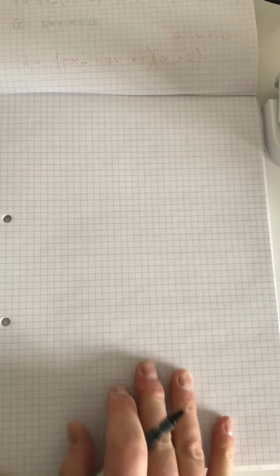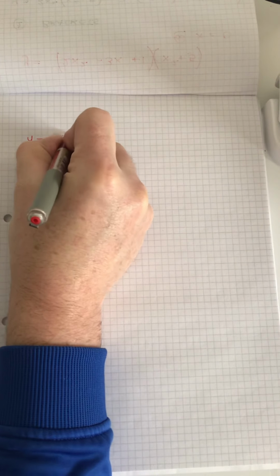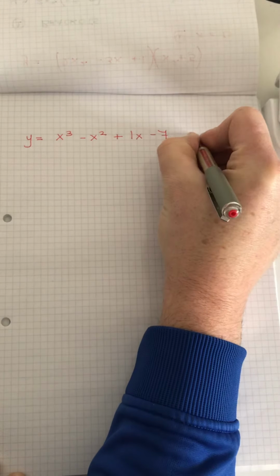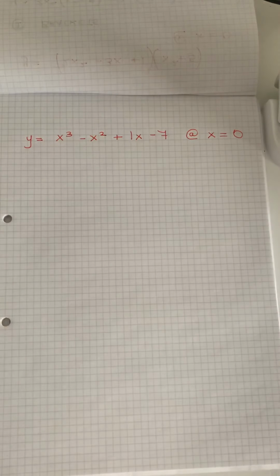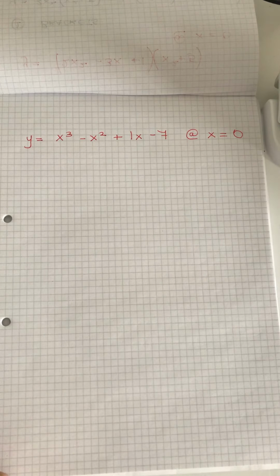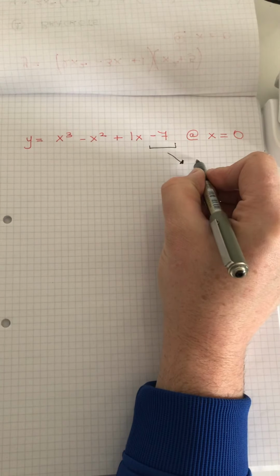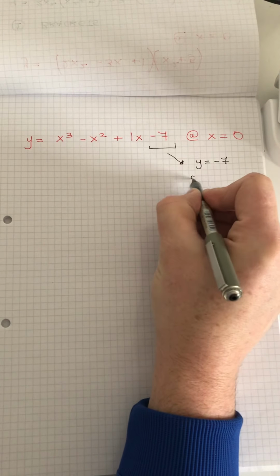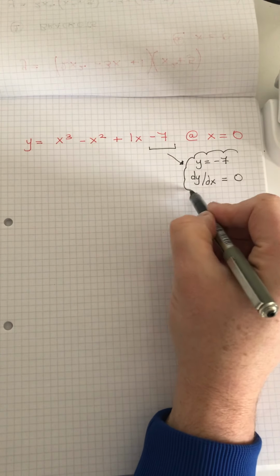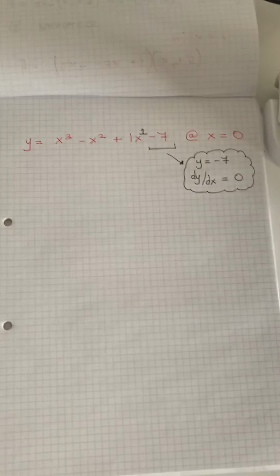Okay, and the last one of these, y equals x cubed minus x squared plus 1x minus 7 at x equal to 0 again. Okay, so here we know that minus 7 is a constant, so if y equals minus 7, we know that the derivative is equal to 0. So that's going to be gone. And we also know 1x to the power of 1.